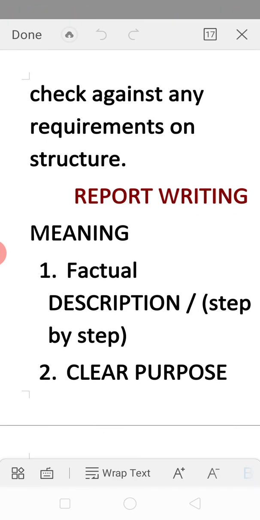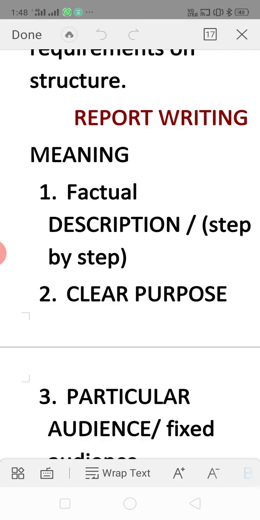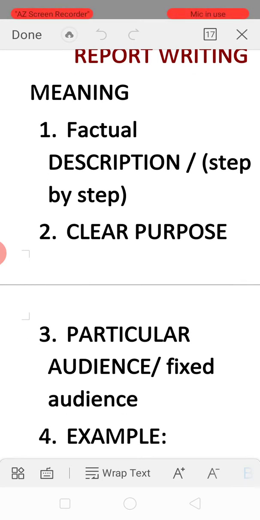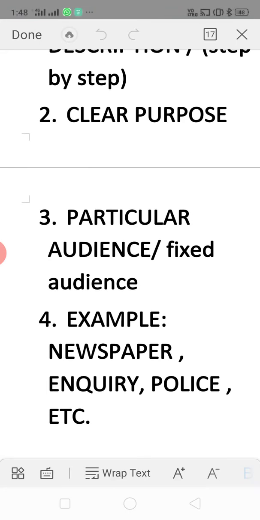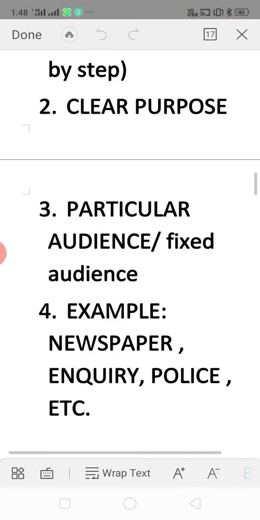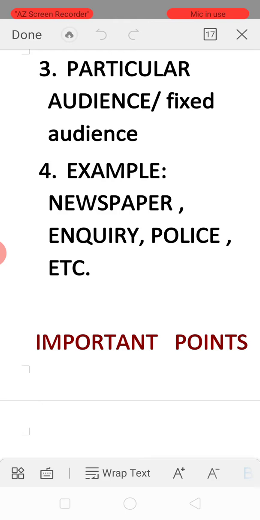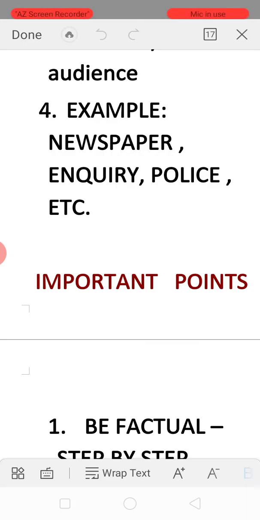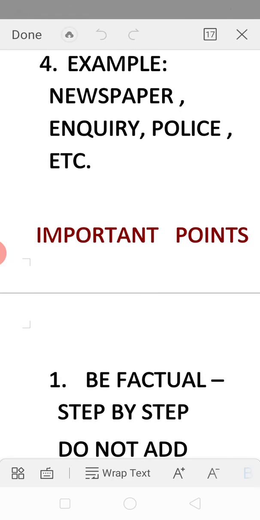Report writing. What does it mean? It should be factual. It should be a factual description, step by step. It should have a clear purpose. Third, it has to have a particular, fixed audience. For example, a newspaper, the people who read the newspaper. Inquiry, you can go to the inquiry at the police or the reception of a hotel or the railway station, any inquiry for a particular reason, for a particular purpose.